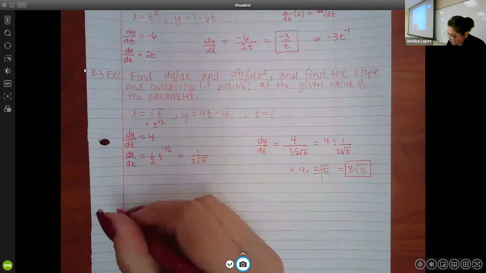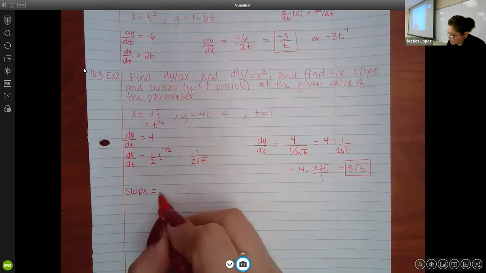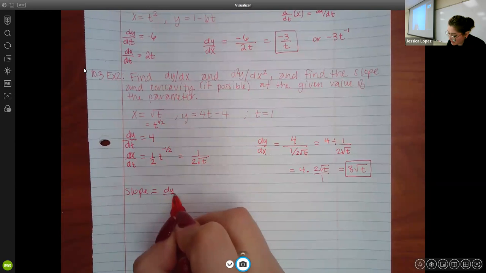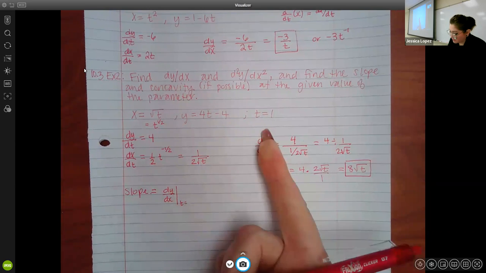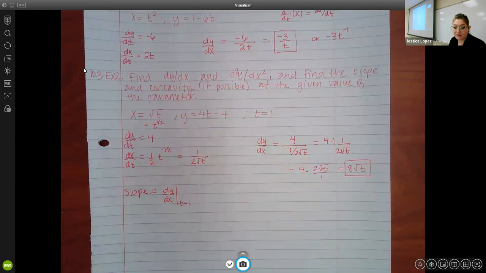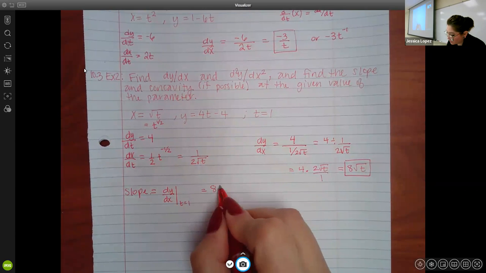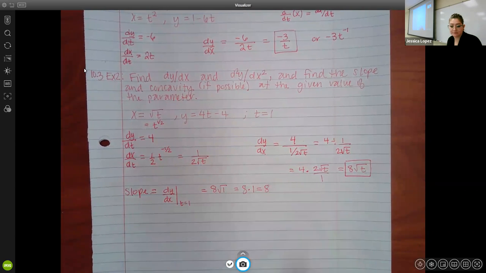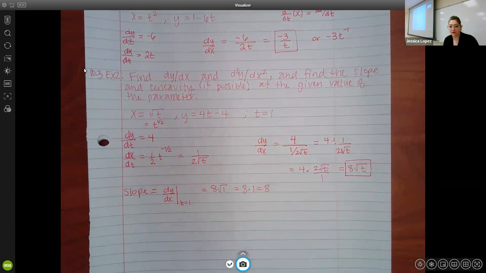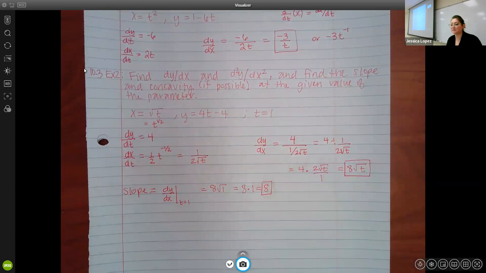Then when it asks you for slope, remember that slope is just dy/dx evaluated at t equal to whatever they gave you. For me, they gave me t equals 1. So I'm just going to plug in 8 square root of 1, which is 8 times 1, or just 8. That's the number you'll enter in the slope box.